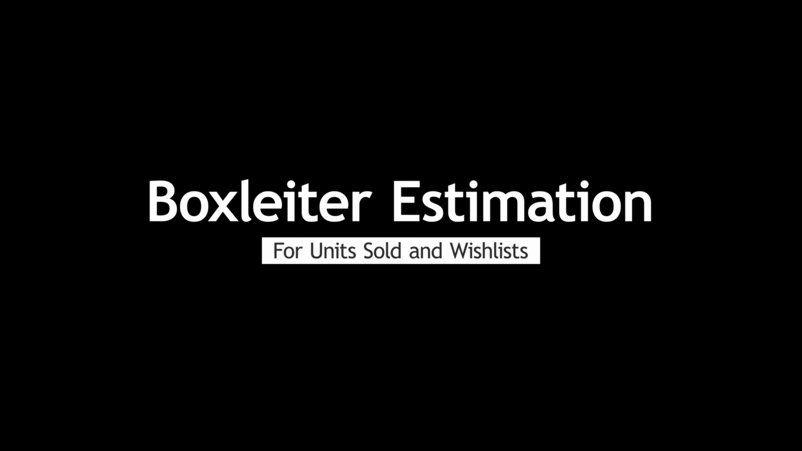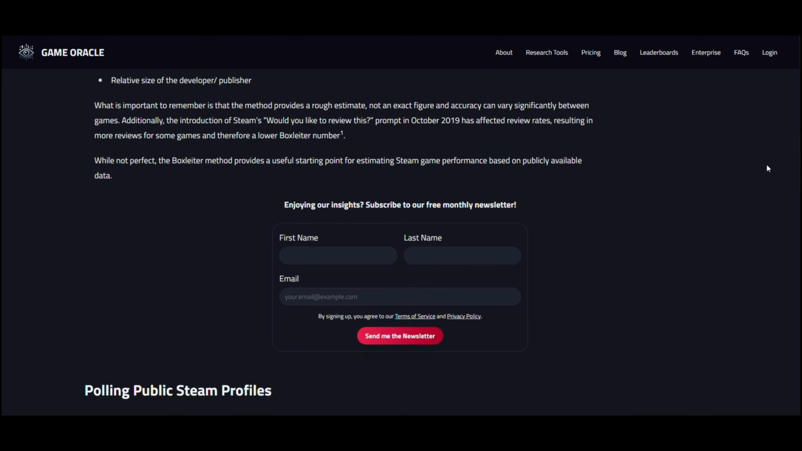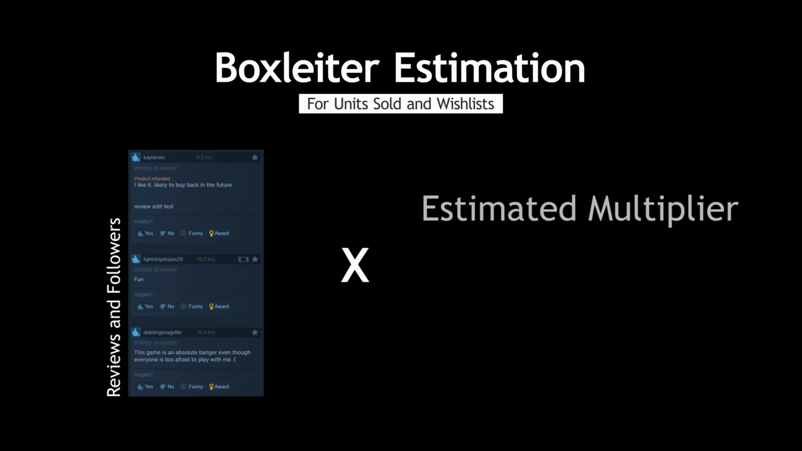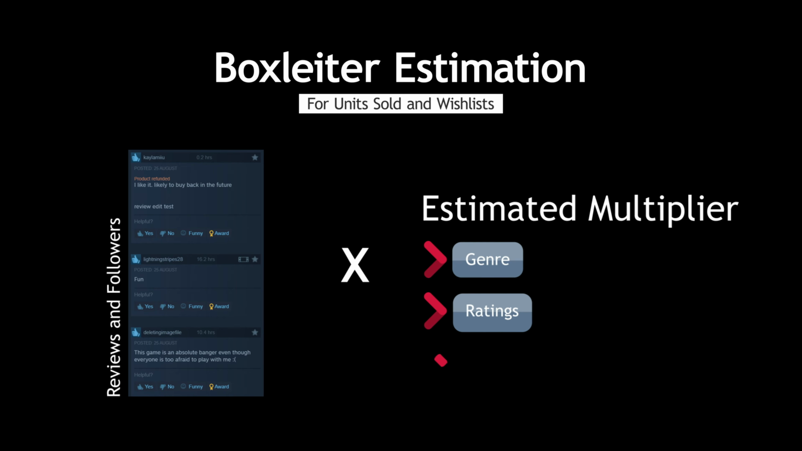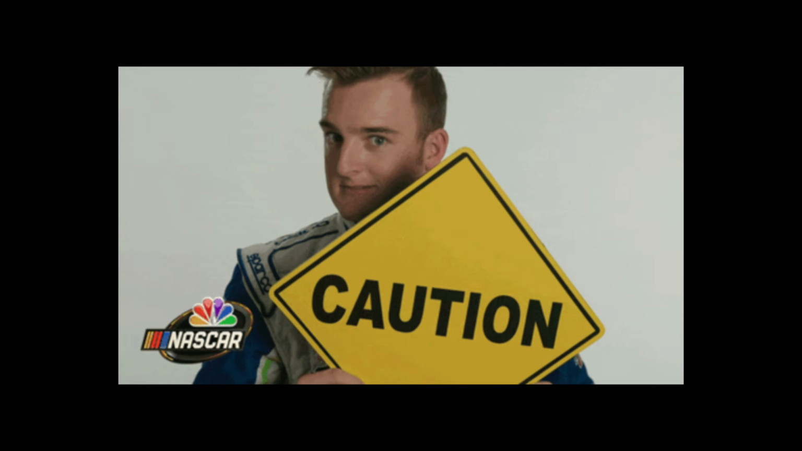And most people, including us in this space, estimate the number of units sold and the number of wishlists by using something called the Boxleiter Estimate. We've got a blog that explains all of this in detail, but in short, you take something like reviews or followers and you multiply it by an estimated multiplier. The multiplier is calculated using things like genre and ratings and release year. Basically, it's a back of the envelope kind of way of estimating the number of units sold or the number of wishlists. There was some leaked data in 2018 that showed these Boxleiter estimates were actually quite good at estimating the number of units sold, but it's still an estimate at the end of the day, so be cautious.